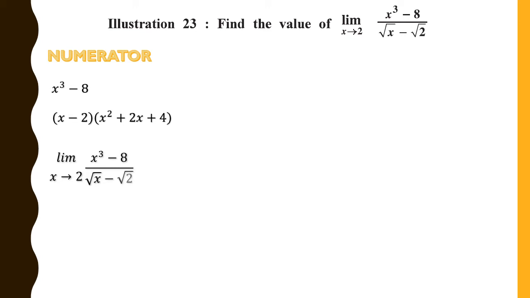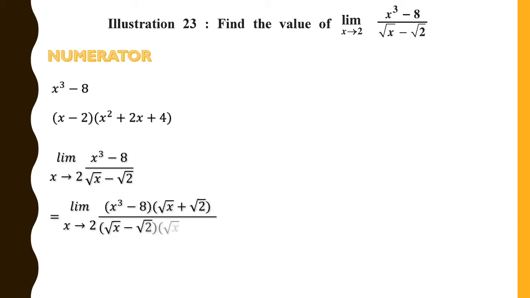Limit x tends to 2, x cube minus 8 upon root x minus root 2. So here the denominator is a minus b. We are going to multiply the numerator and the denominator both with the a plus b format, that is root x plus root 2 format. So both will be multiplied with root x plus root 2.